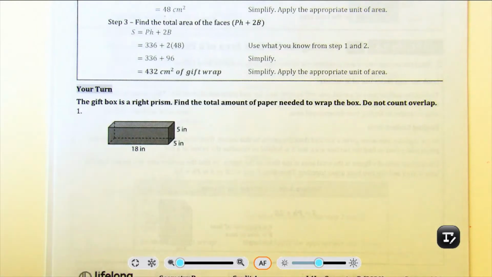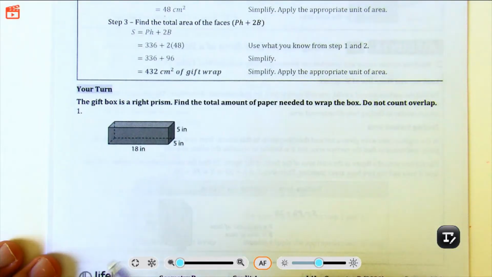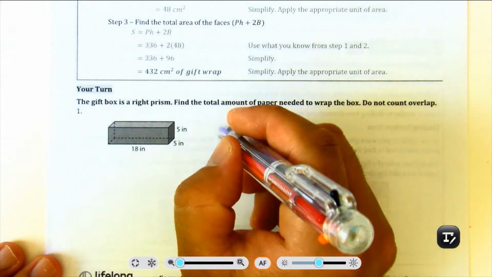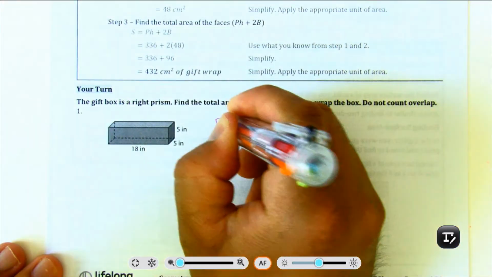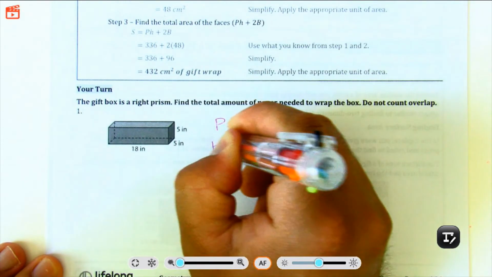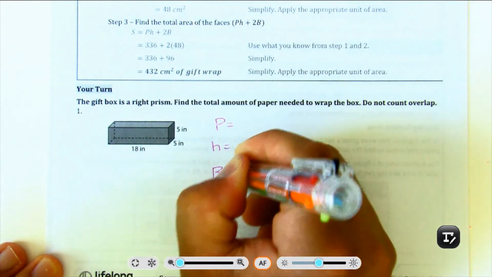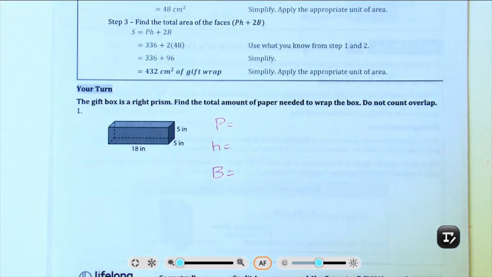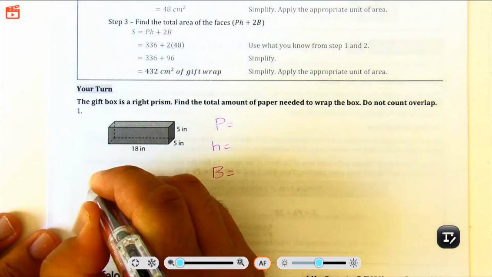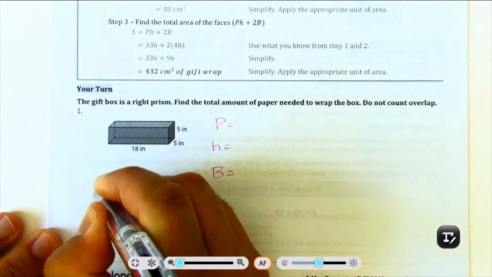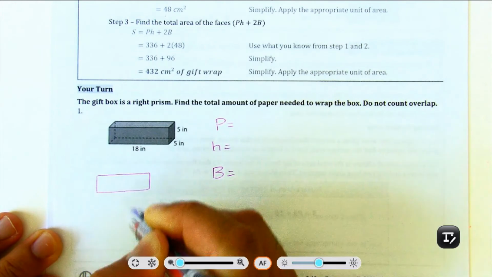There are a couple of things we need to find out first. What is P? What is H? And what is B? What is the perimeter of the base? What is the height of the object? And what is the area of the base? To help me out, I'm going to focus on the base, drawing a rectangle. The length is 18, the width is 5.